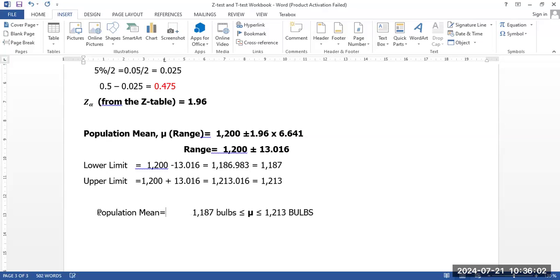If there is a question, you can ask. Population mean is equal to this. So this is basically your range. It means that your population mean is either equal to this or above. It should not be below this. And it should not exceed what? It should not exceed this. That is confidence. That is the confidence interval.